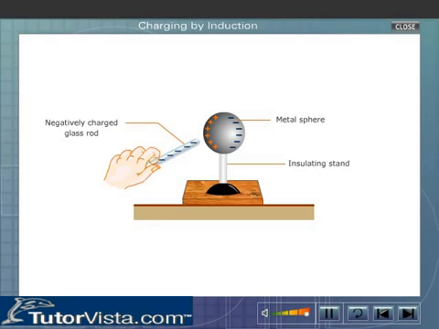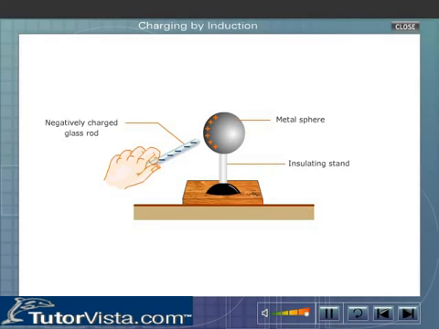Let us see what happens to the charge if the metal sphere is connected to the ground by a conducting wire. The negative charges, that is, the electrons, flow to the ground, whereas the positive charges at the near end remain due to the influence of the charged rod. Now disconnect the sphere from the ground. The positive charge continues to remain on the sphere.